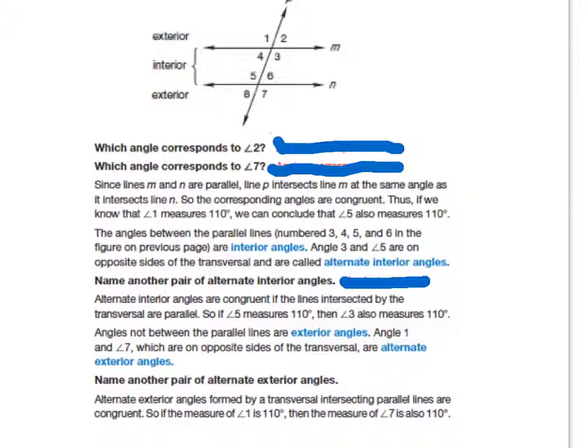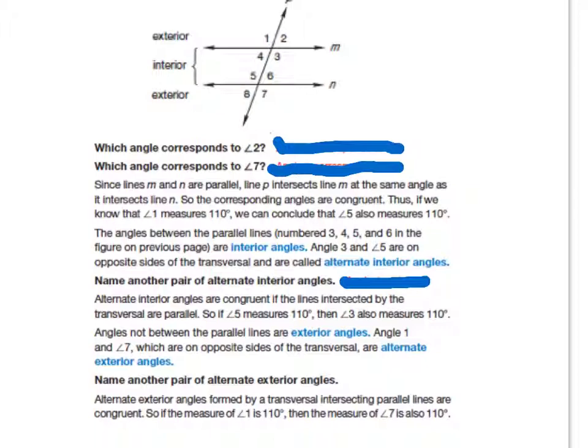And we can see here that number 2 is in the upper right-hand corner. So we want to go down to the other set, 5, 6, 7, and 8. And we want to see which one's in the upper right-hand corner in relationship there. And we see that that's 6. So we say that angle 6 corresponds to angle 2.